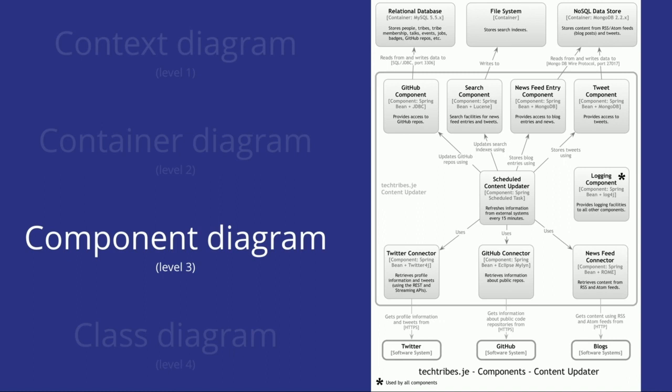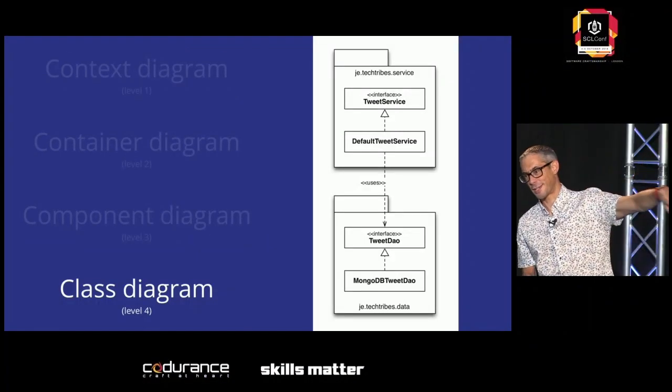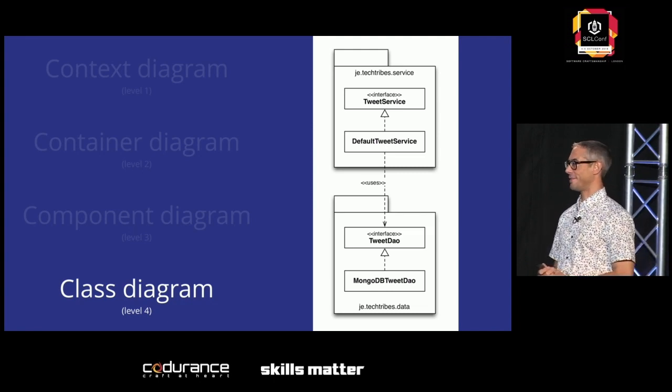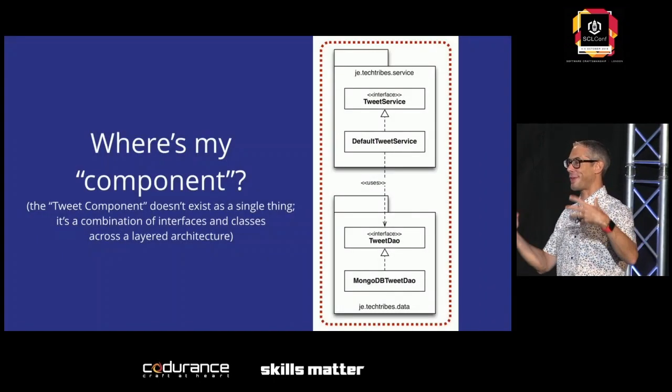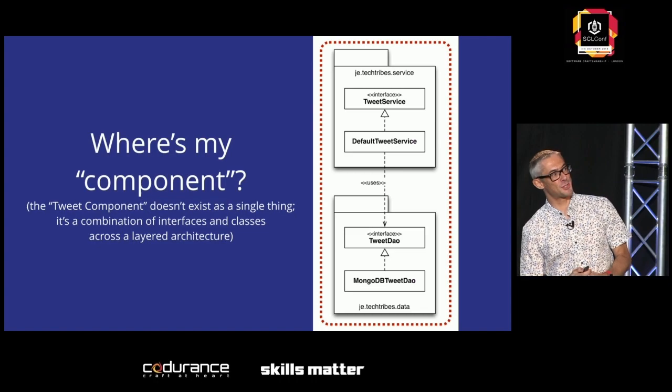So you'll see there's a tweet component in the top right corner. So we zoom into that thing and, oh, something happened. On the previous picture, there was a tweet component box. It was one box, one thing. And the code looks like this. This is a real example of a real code base I once worked upon. And the question to ask is, well, where is the component? Because the component doesn't actually exist as a single thing in the code base. The component conceptually exists as a collection of interfaces, classes, and packages. This is essentially the model code gap thing again.